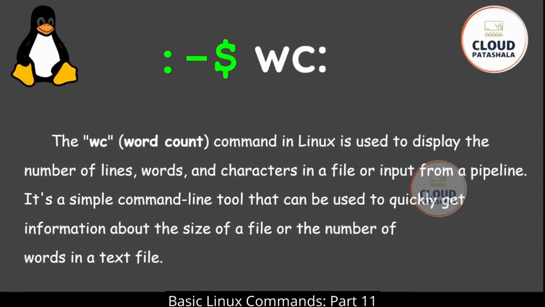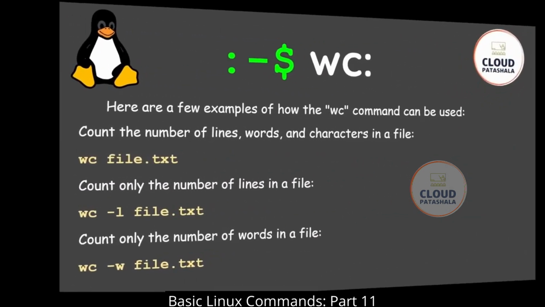The next command that we would be looking into is wc. Now wc stands for word count. The command line tool in Linux is used to display the number of lines, words and characters in a file or input from a pipeline. In simple words, it is a command line tool that can be used to quickly get information about the size of the file or the number of words in a text file.